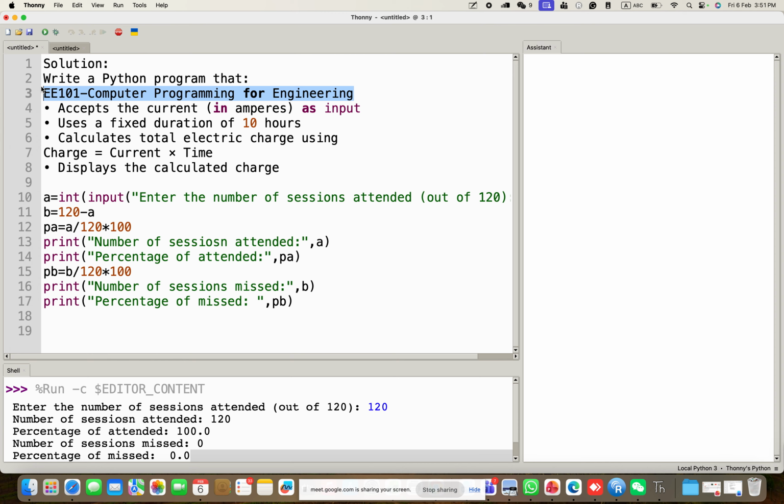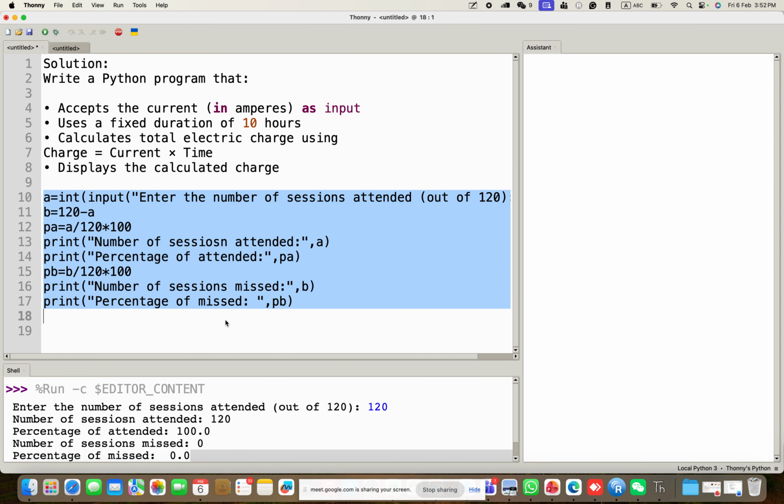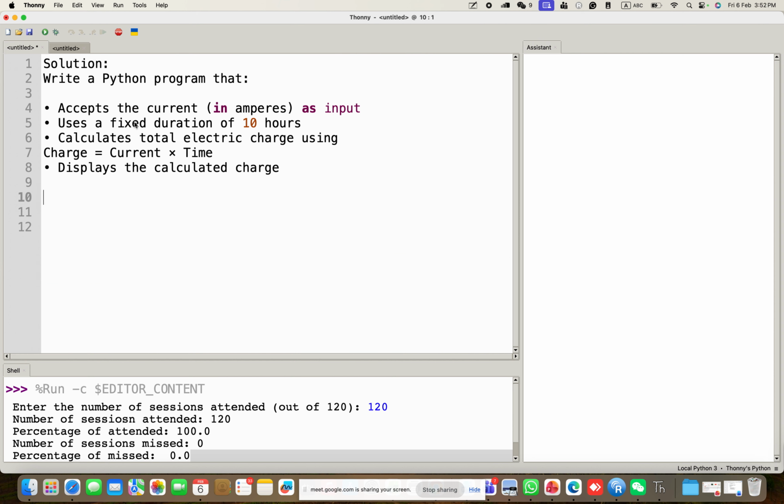Write a Python program. Does what? Can I get rid of the old question here? Yeah, I'll get rid of the old question. Accept the current in amperes as input, right? So what I'll do is I'll copy this, okay? And I will say you're going to accept the current, right?